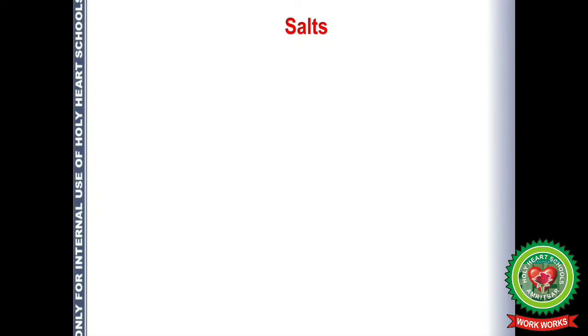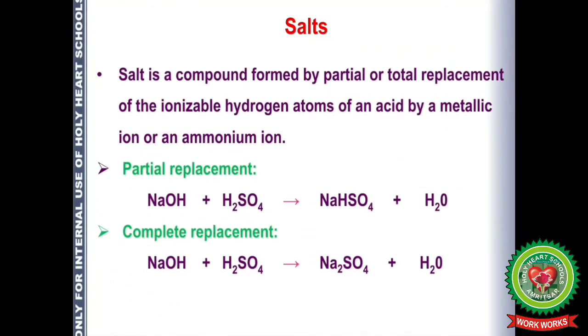So now we are ready to define salts. How can we define salts? Salt is a compound formed by partial or total replacement of the ionizable hydrogen atoms of an acid by a metallic ion or an ammonium ion. Partial means incomplete. So we can consider the first reaction. In this it is incomplete, and in this it is complete replacement. The two examples we have already discussed.